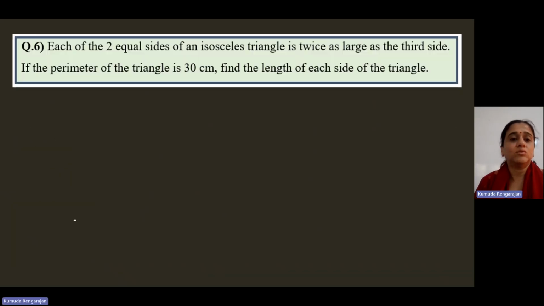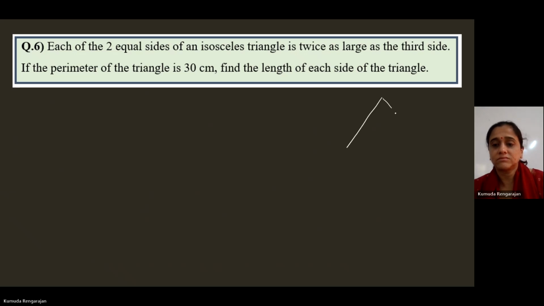Each of the two equal sides of an isosceles triangle is twice as large as the third side. If the perimeter of the triangle is 30 centimeters, find the length of each side of the triangle. What is given?